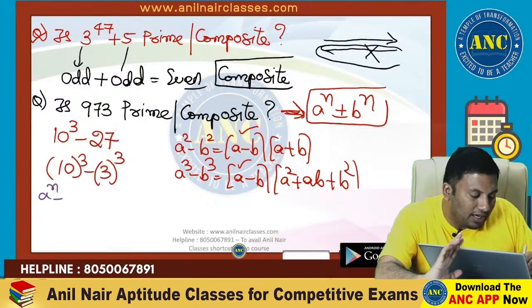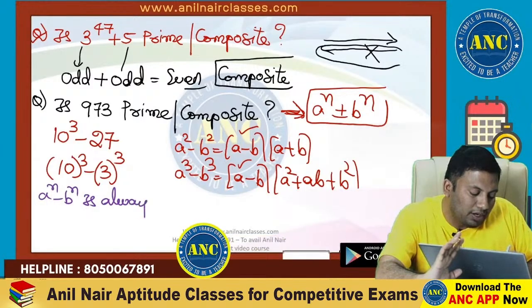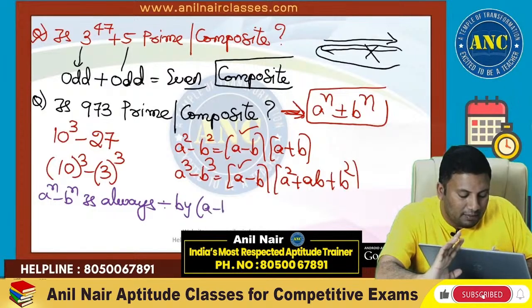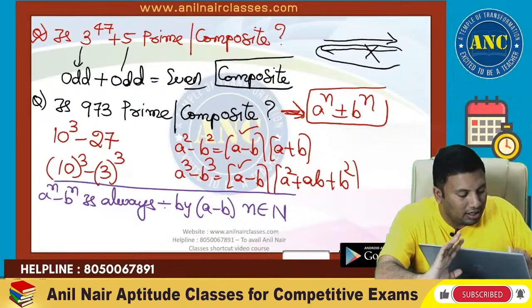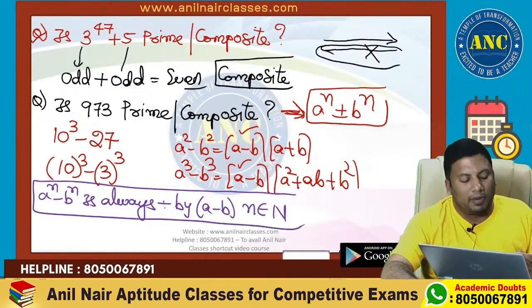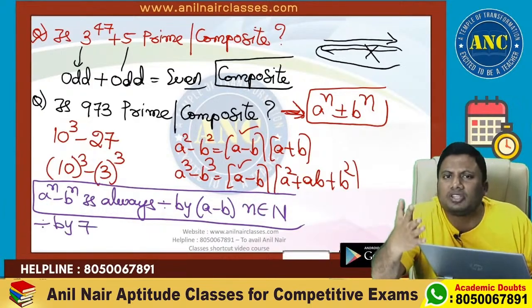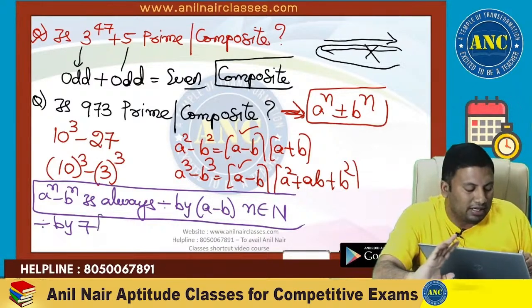a power n minus b power n is always divisible by a minus b, as long as n is a natural number. 10 cube minus 3 cube is divisible by 7. Any number which is divisible by 7 will become a multiple of 7, which can be written as 7k.